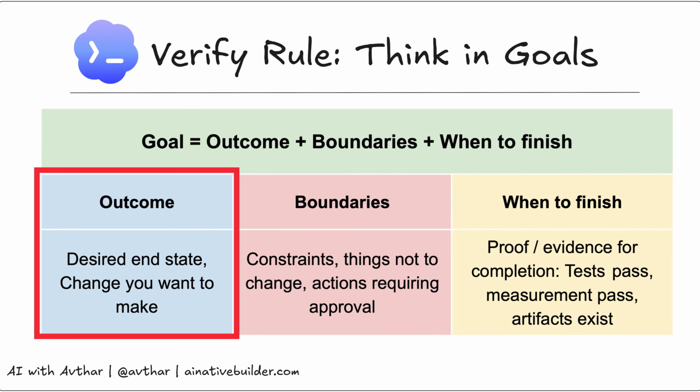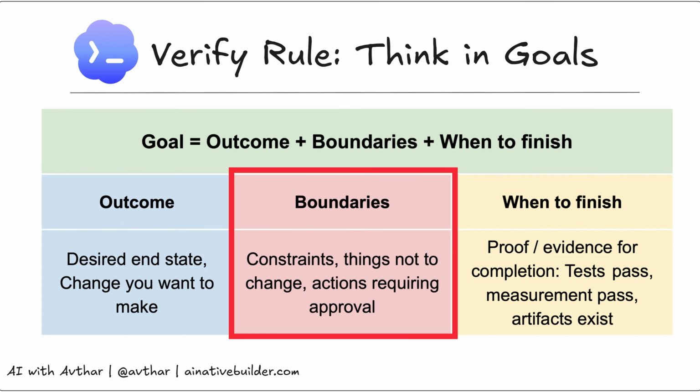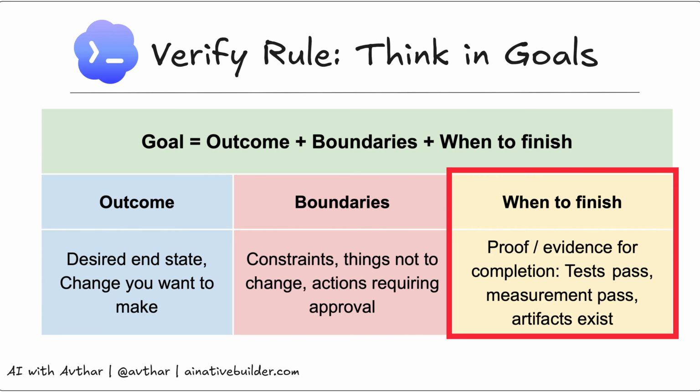Now, the verify rule gets even more powerful when you start thinking in goals. Here's what I mean by that. When most people give Codex tasks, they tell Codex what they want it to do next. In contrast, a goal tells Codex what success looks like when the work is done. A goal specifies an outcome you want to achieve, boundaries within which Codex can use judgment, and what success looks like so that Codex knows when the task has been achieved, like tests passing, a walkthrough confirming the intended behavior, or achieving some performance metric like loading speed.